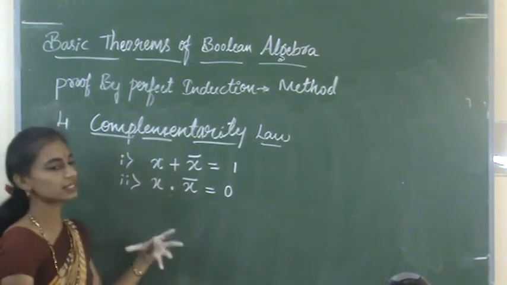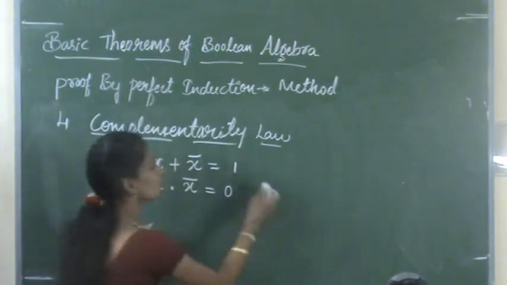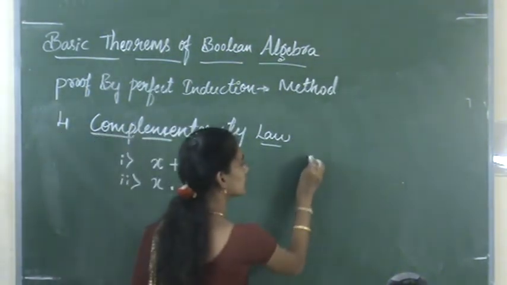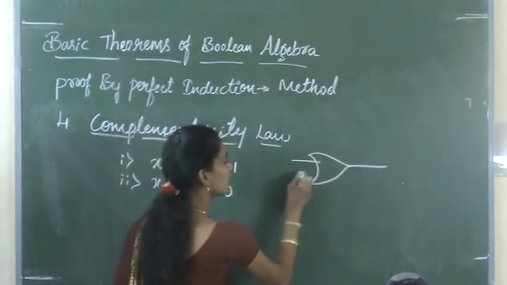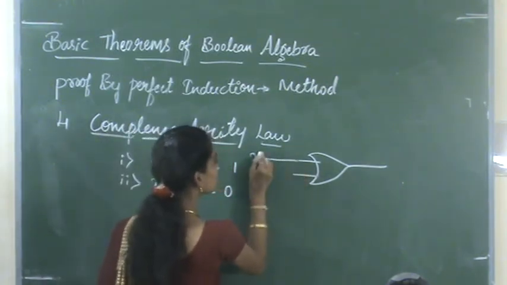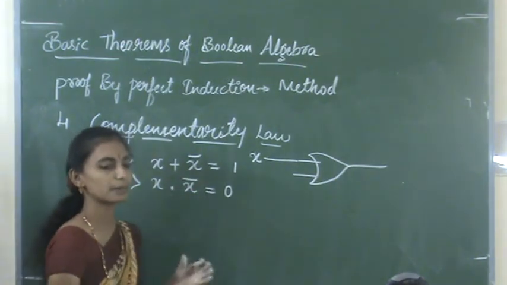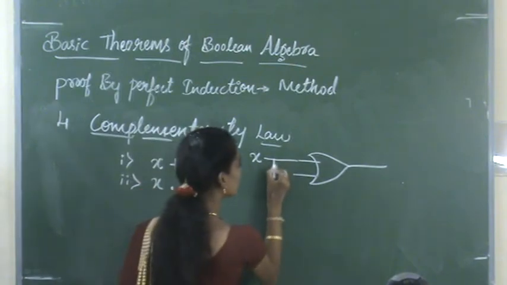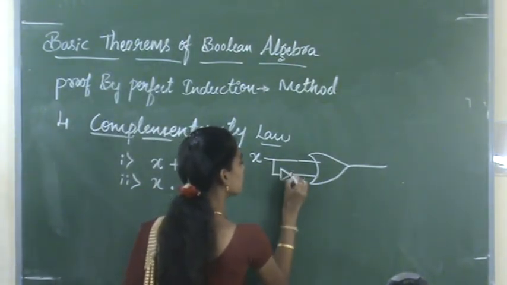So this is the theorem statement. How to prove this theorem? First, before that, we have to represent it in a gate, right? In this we are using the OR operator, so this will be represented with an OR gate. We are providing two variables, right? The first one is x. If I want to provide x bar, we have to complement that x.